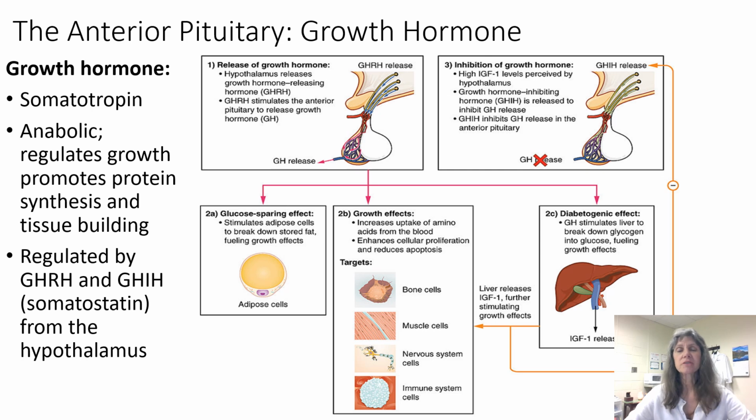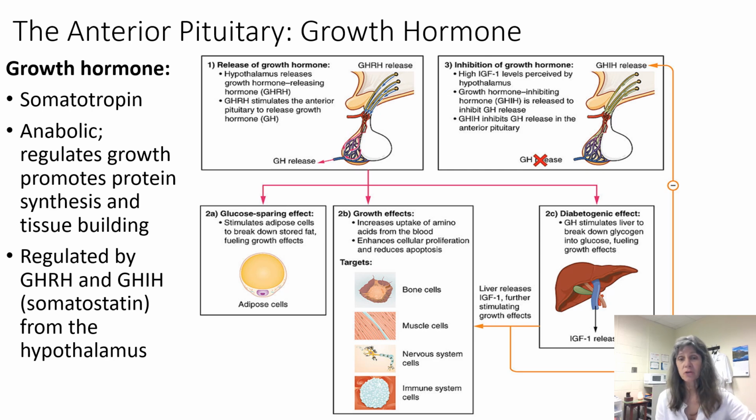If we look at this picture at the top left, you'll see the release of growth hormone, which would be stimulated by the hypothalamus releasing growth hormone releasing hormone. That stimulates the adenohypophysis or anterior pituitary gland to release growth hormone. Growth hormone has three specific effects. One is called a glucose-sparing effect, where it actually stimulates adipocytes to break down stored fat so that can be used as energy for metabolism.